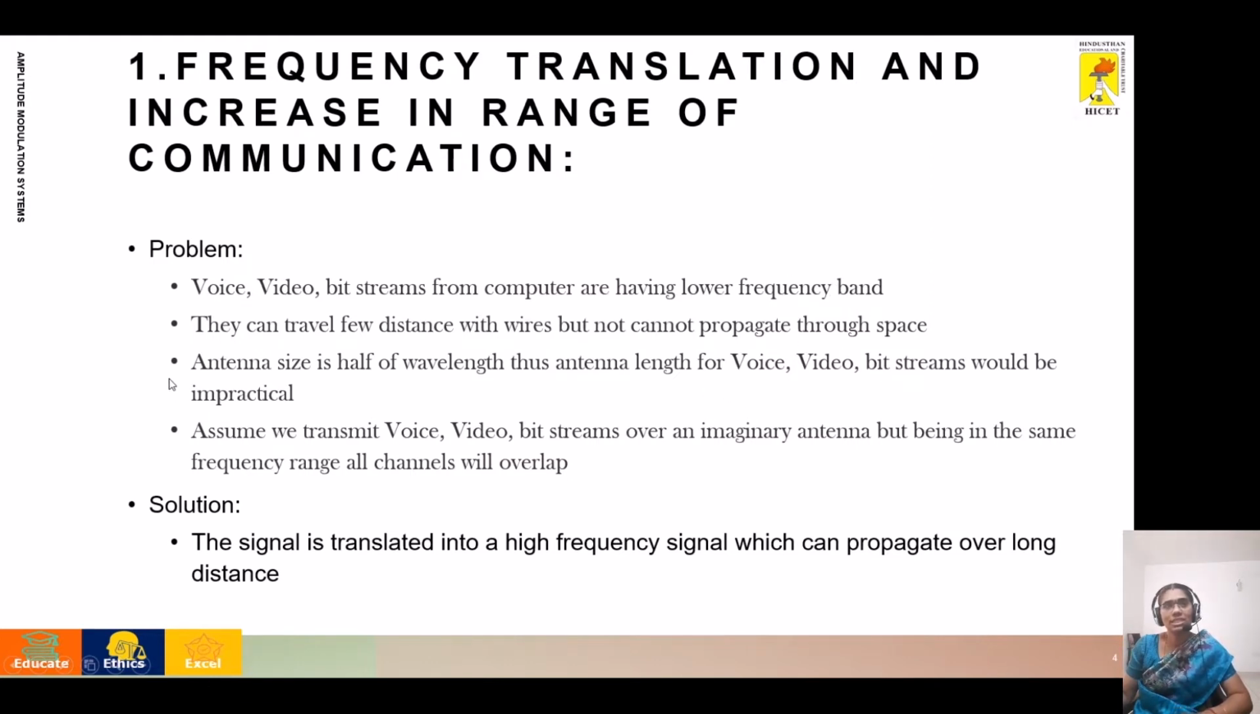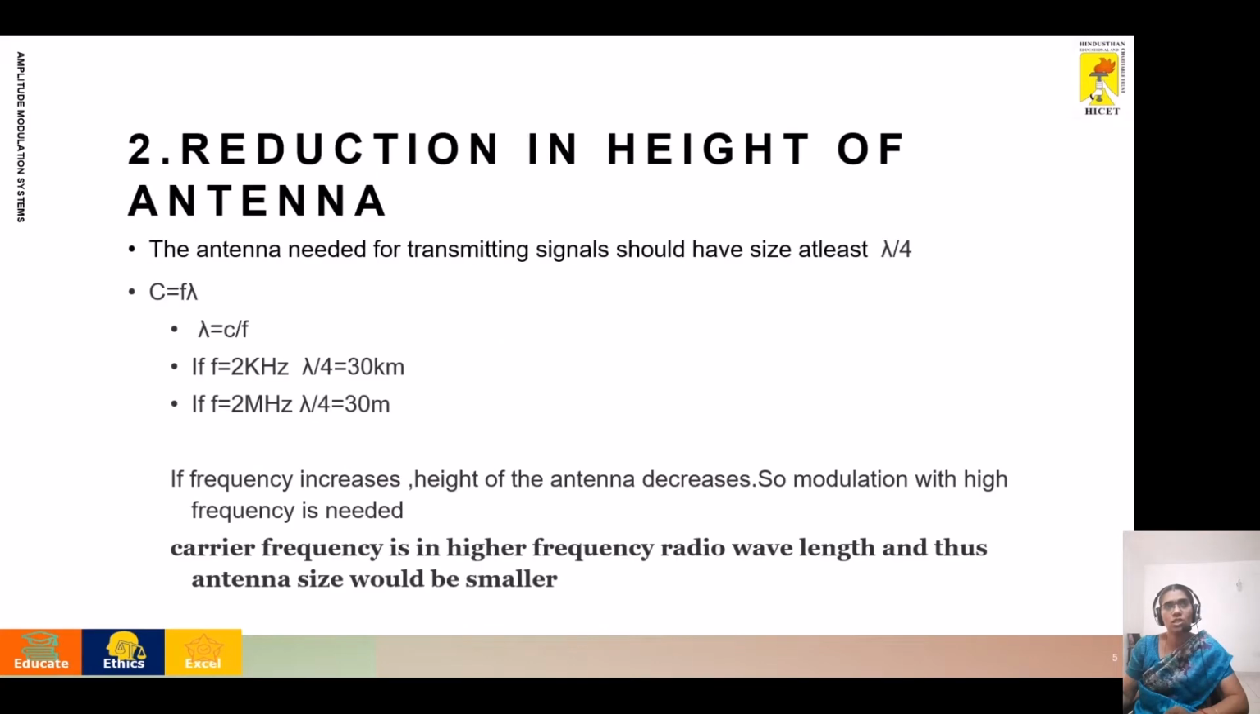A high antenna size is impractical, so we have to convert this low frequency into a high frequency, such that the antenna size can be a medium value and the noise can be minimized. For transmitting over long distance, antenna size has to be nominal. For that, we have to convert the low frequency voice signal into a high frequency signal. So the reduction in height of the antenna is our next requirement.